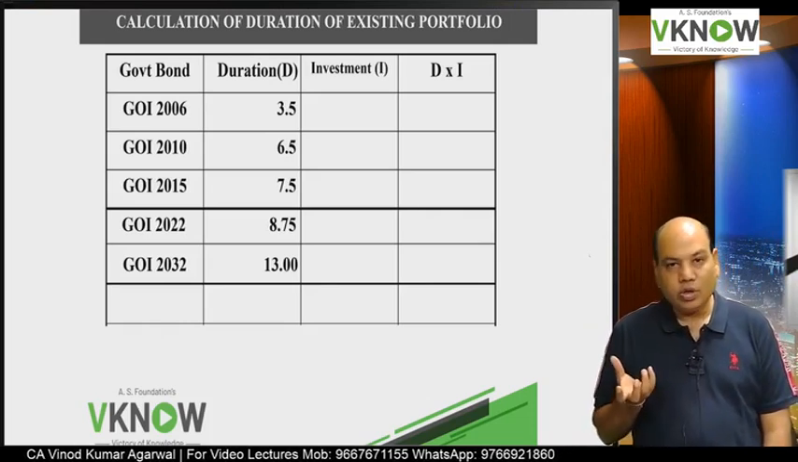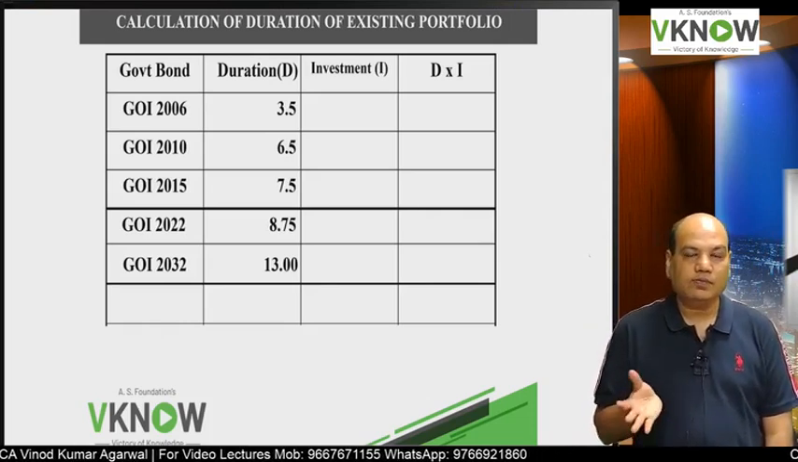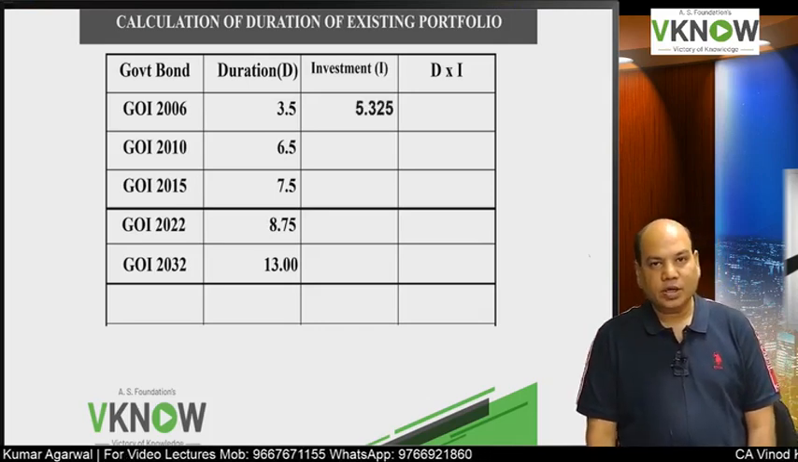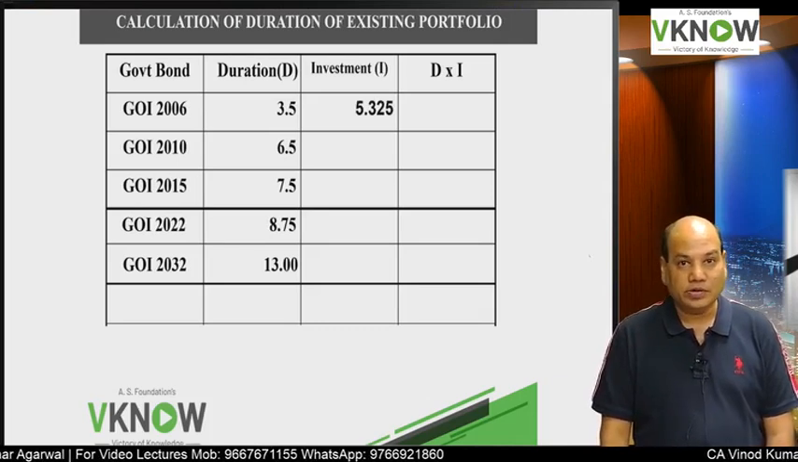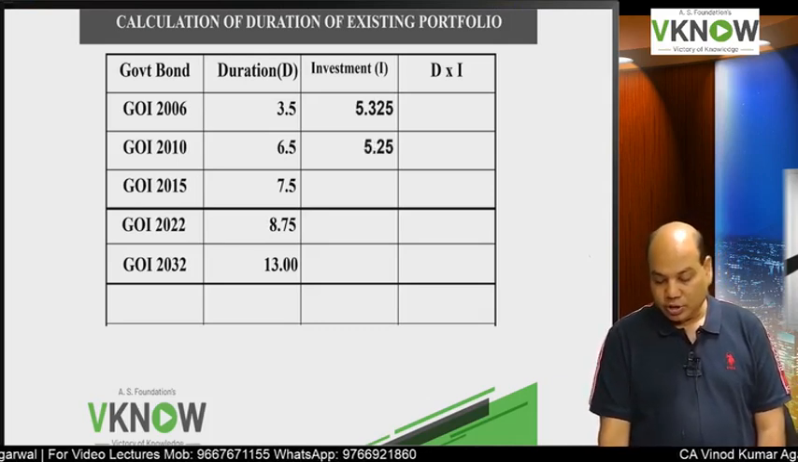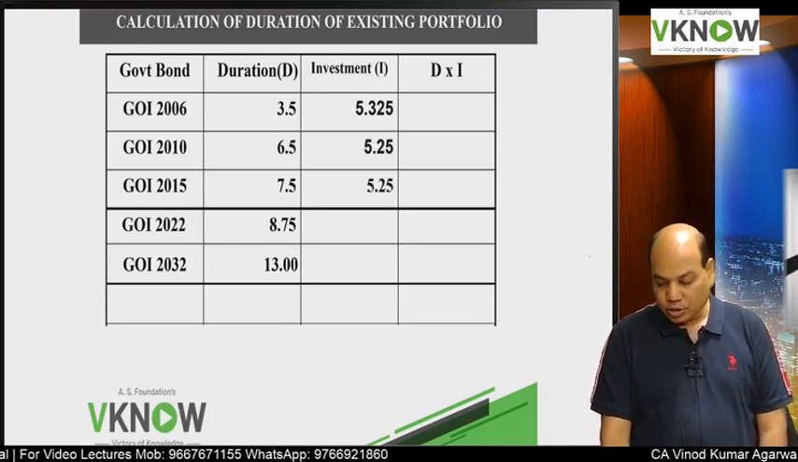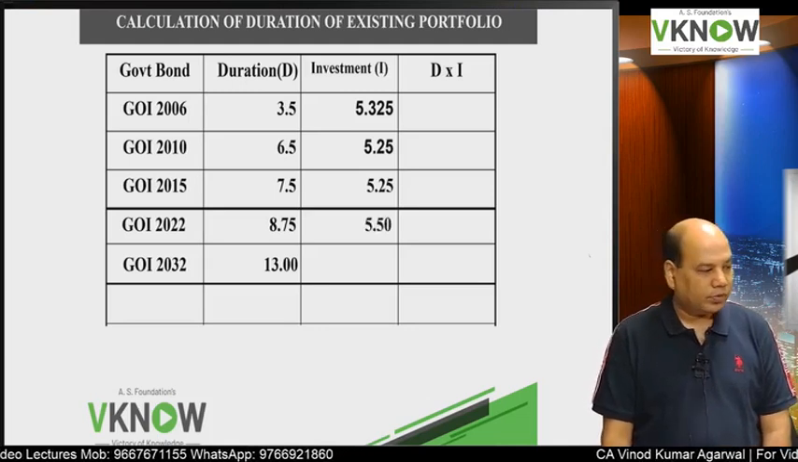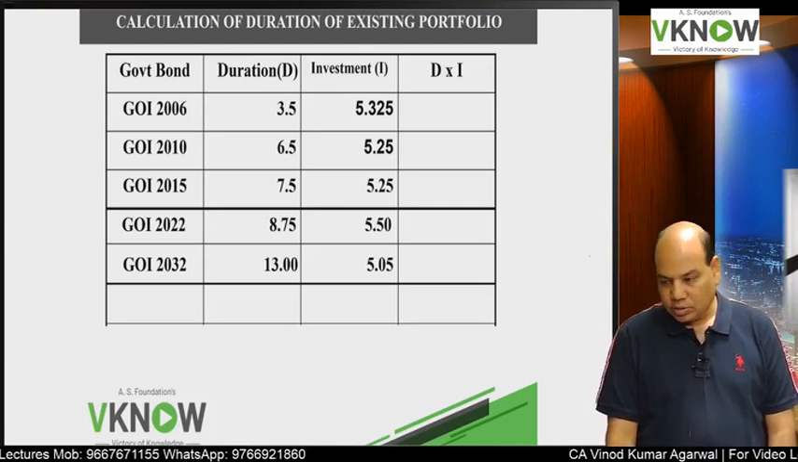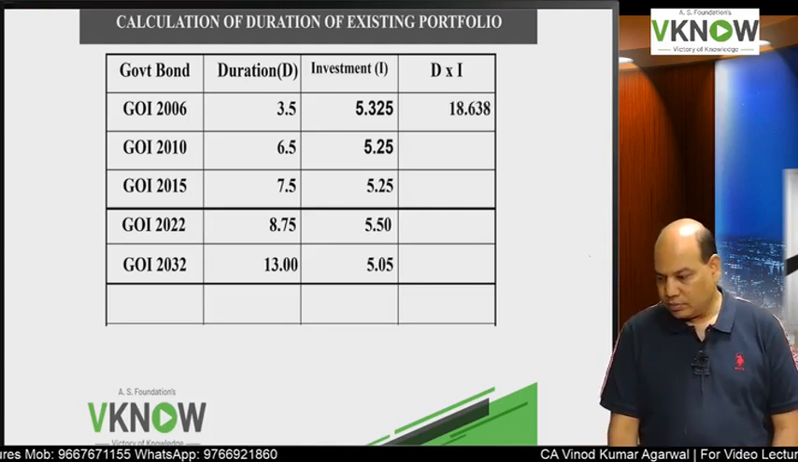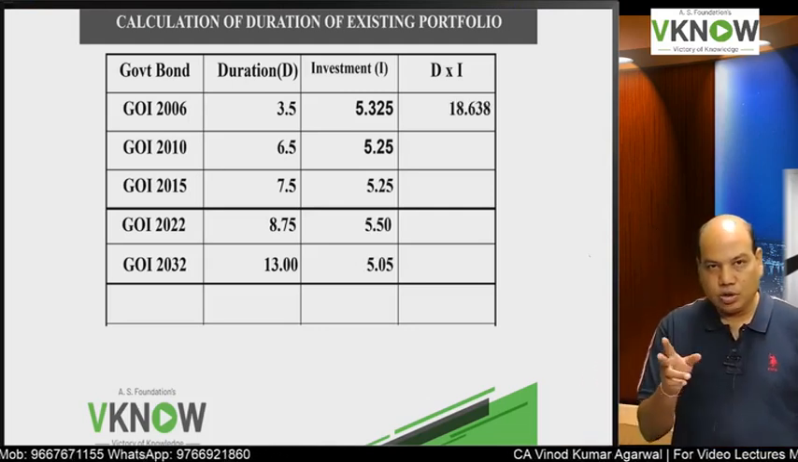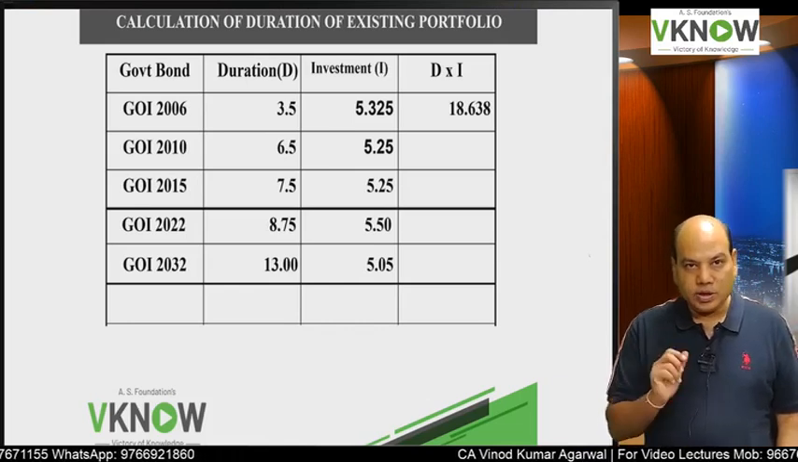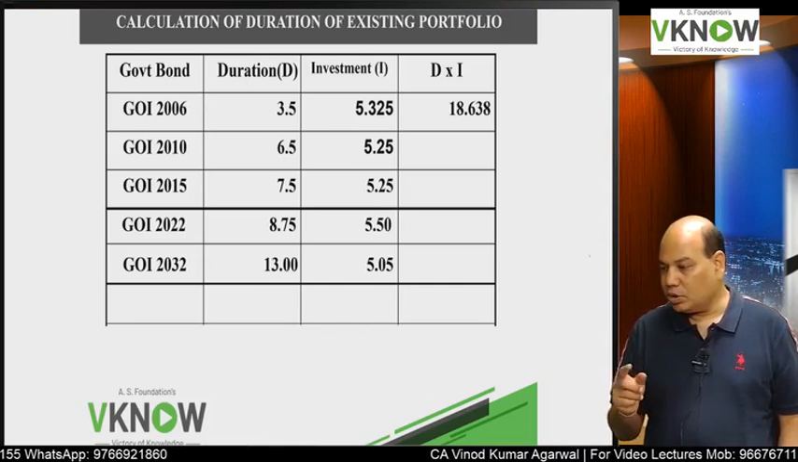And from where will you get the investment amount? From the first working note. So go to the previous table and from there you will copy the investment amounts: 5.325, 5.25, 5.25, 5.50 and 5.05. Multiply these two columns. Use the memory plus function. Multiply, equal to, memory plus.